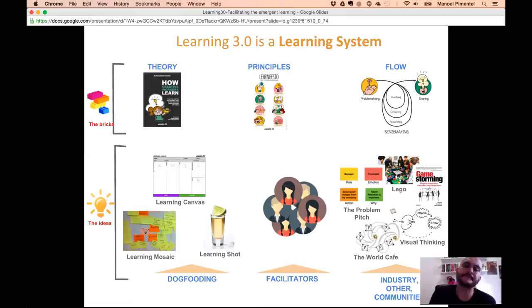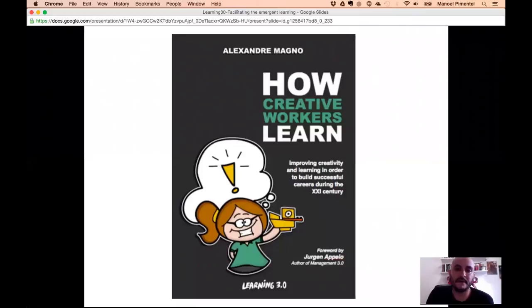Okay, let's start with the theory. You can find out more details about the Learn 3.0 concept in this book. This book was written by Alexandre Magno. Alexandre Magno was the creator and the founder of the Learn 3.0 movement. I strongly recommend you read this book because you can get more knowledge, more theory, and more understanding about the Learn 3.0 idea in general, right?